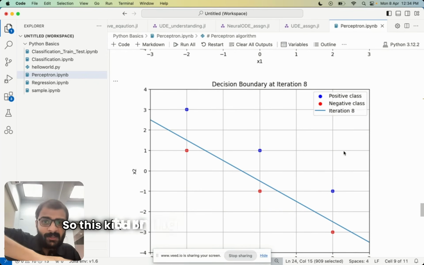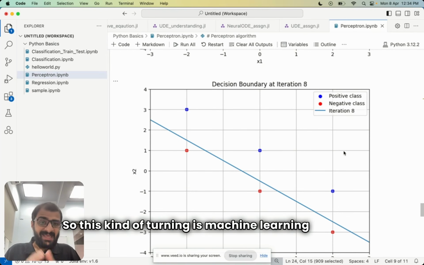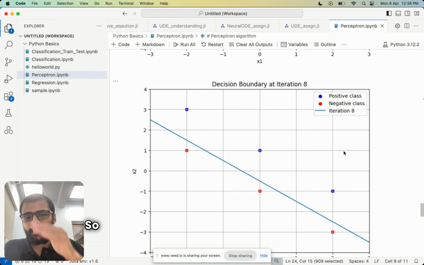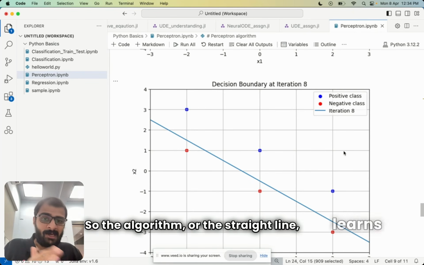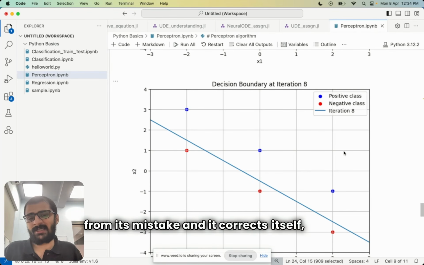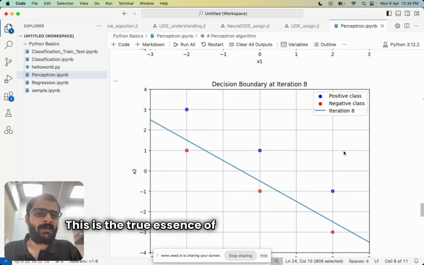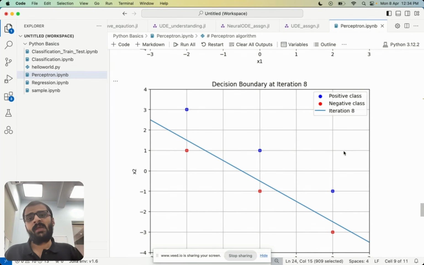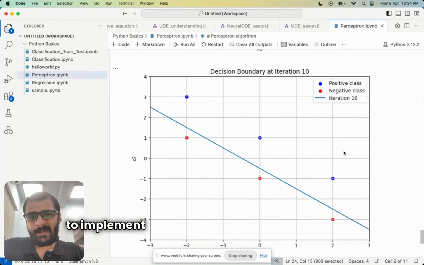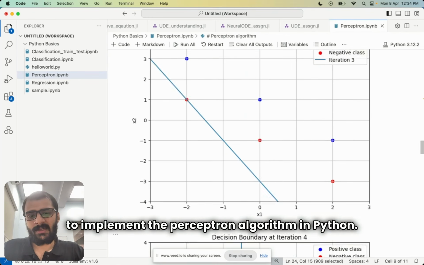So this kind of turning is machine learning visually. So the algorithm, or the straight line, learns from its mistake and it corrects itself, right? This is the true essence of ML or machine learning. And you saw how easy it was to implement the perceptron algorithm in Python.